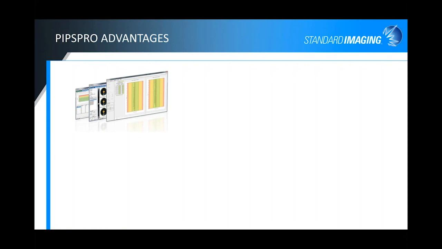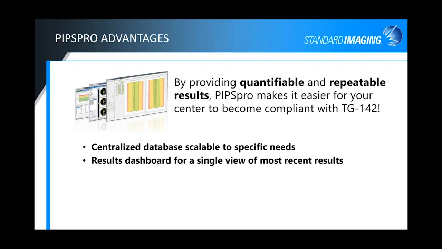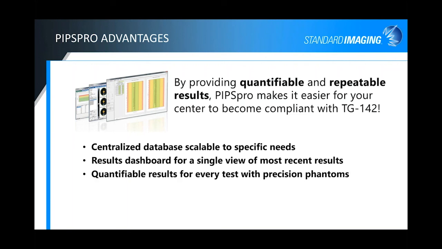But just a few quick summary points. It provides quantifiable and repeatable results. It makes it easier for your center to become compliant with TG 142. We have the centralized database, which is scalable to fit your specific needs. We have the results dashboard for a single view for all your most recent test results. We've got the quantifiable results for every test with our available and included precision phantoms.